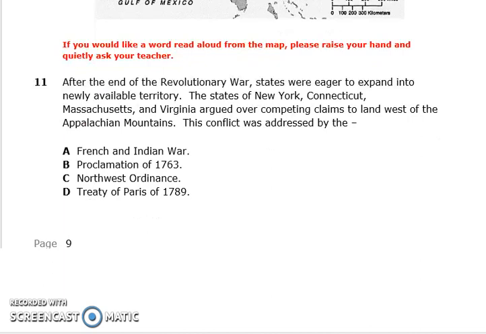Number 11. After the end of the Revolutionary War, states were eager to expand into newly available territory. The states of New York, Connecticut, Massachusetts, and Virginia argued over competing claims to land west of the Appalachian Mountains. This conflict was addressed by the A. French and Indian War, B. Proclamation of 1763, C. Northwest Ordinance, D. Treaty of Paris of 1789.